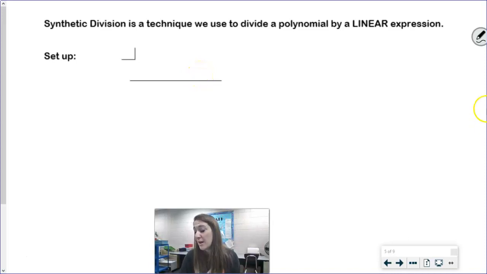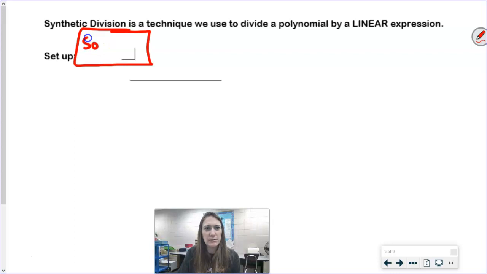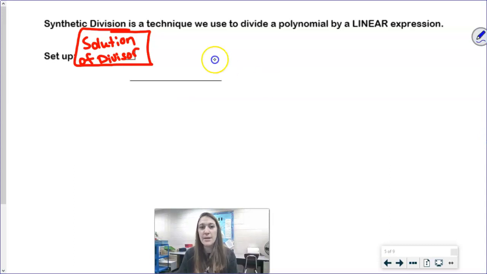So in order to do that, we have to set it up really weirdly. This is the setup. There's a weird half box, and then there's some space, and then a line. So what goes in this half box, and these are your notes, so you want to take good ones here. This is the solution of the divisor. This will make more sense in a minute, okay? That's what goes in that little weird half box.